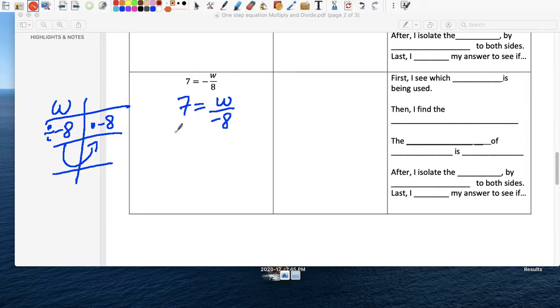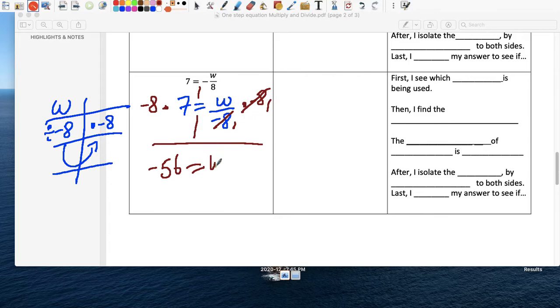So let's show that. Now multiply this side by -8. Multiply this side by -8. Left side, -8 times 7 is -56. Right? Negative times a positive is a negative. And on here, you have a negative and a negative, so that's going to be a positive, right? And that simplifies to 1. 1 times w is just w. So that's the value of w.